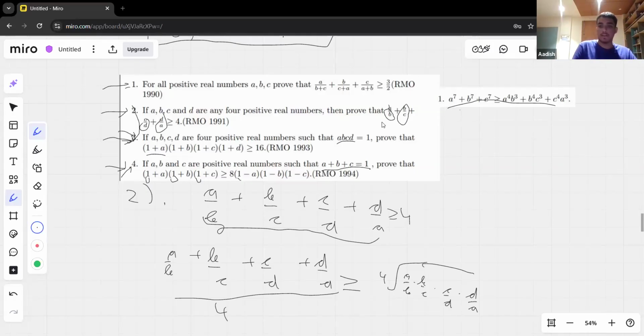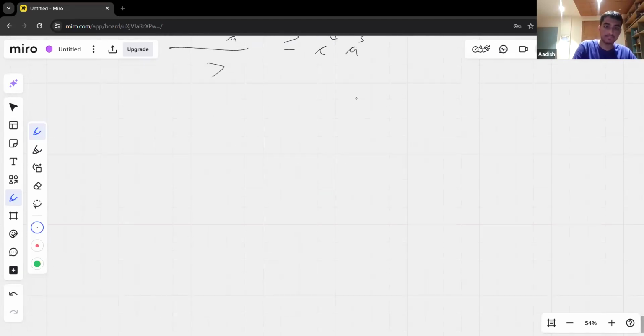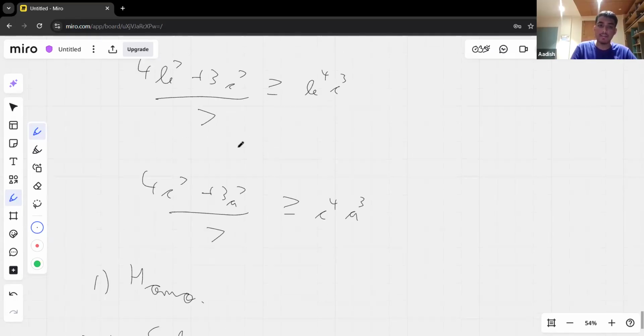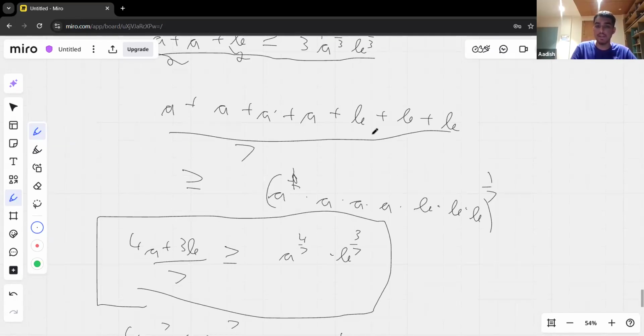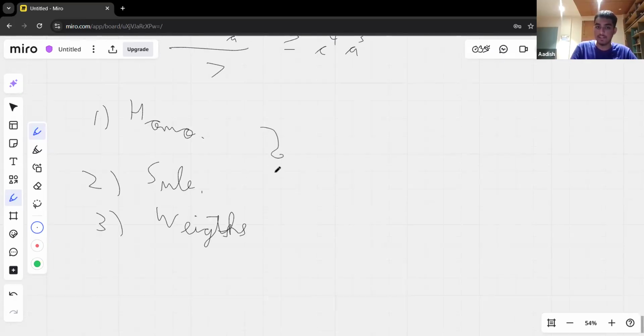Okay. So basically I wanted to, through these problems, cover 3 ideas. Number 1, homogenization. Number 2, substitution. And number 3, weights. Weights is basically you apply AMGM on 2 variables, but unequally. You take multiple copies of A and multiple copies of B, in different amounts, so that you can get a different result. Does everyone understand what these 3 ideas are?